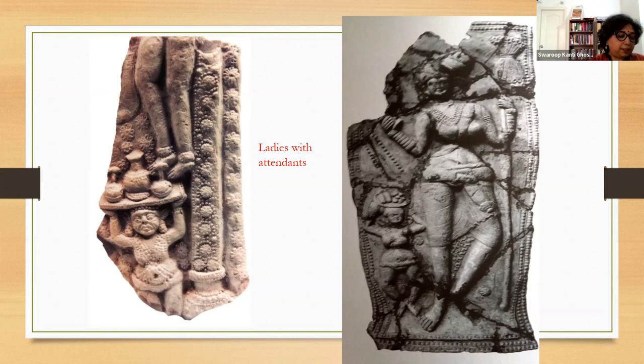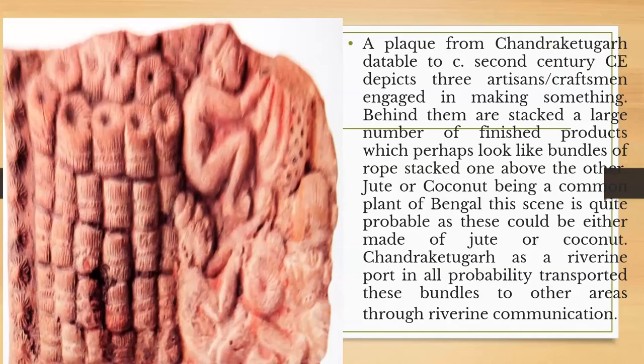Specialized craftspersons, their products and their workshops have figured in the economic historiography, which highlights the importance of artisanal activities as a factor of urbanization. Many of the sites have specialized crafts, but in the sense of varied crafts production, Chandraketugar remains unparalleled. This is a plaque from Chandraketugar datable to the 2nd century CE, and it depicts three artisans or craftsmen engaged in manufacturing. Behind them are stacked a large number of finished products.